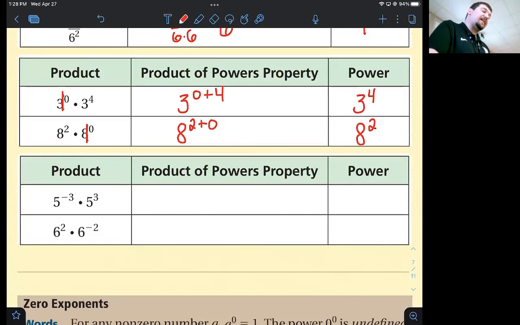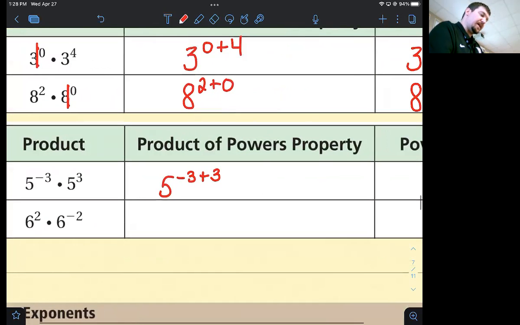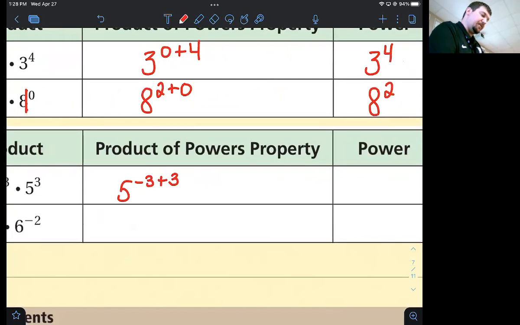Okay. Negative exponents. Well, we're going to kind of introduce them right here. In this next problem, 5 to the negative 3rd times 5 to the positive 3rd. Since I'm multiplying these powers, I'll add the exponents together. And of course, negative 3 plus 3 is 0. And so the answer is 1.